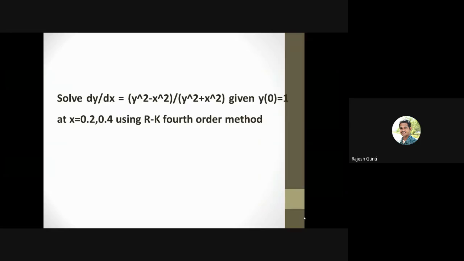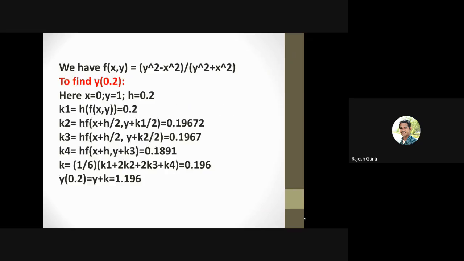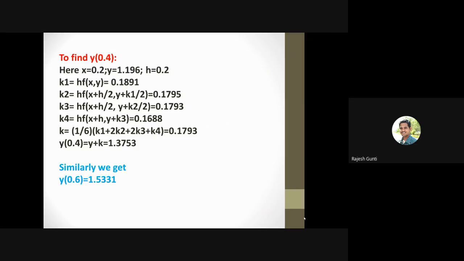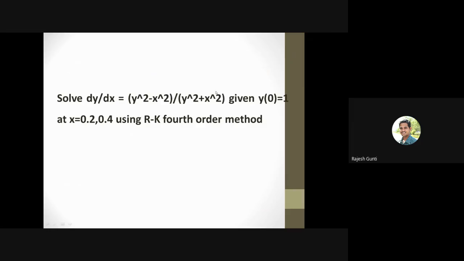Now solve dy/dx = (y² − x²)/(y² + x²), given y0 = 1, at x = 0.2, 0.5 using the Runge-Kutta method. This is the Runge-Kutta method; I am not touching it. I want to solve the given differential equation in the span 0 to 0.4. My differential equation is dy/dx = (y² − x²)/(y² + x²). We can solve this differential equation using the analytical method also. So what is this differential equation? This is a homogeneous differential equation. Am I correct? dy/dx = f(x,y), and f(x,y) is a homogeneous function of degree 0.